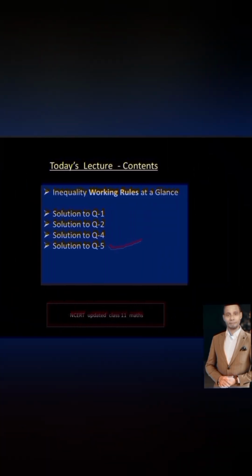Today's lecture contains inequality working rules at a glance. Then we start the solutions to question 1, question 2, question 4 and question 5.